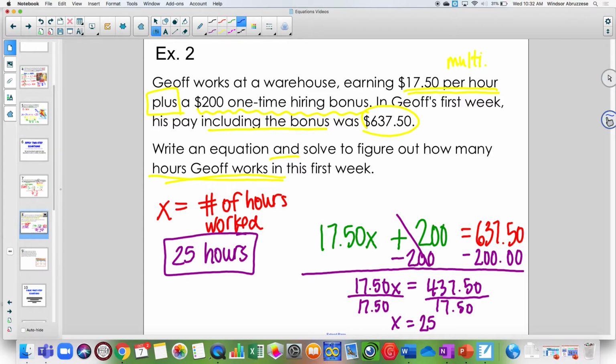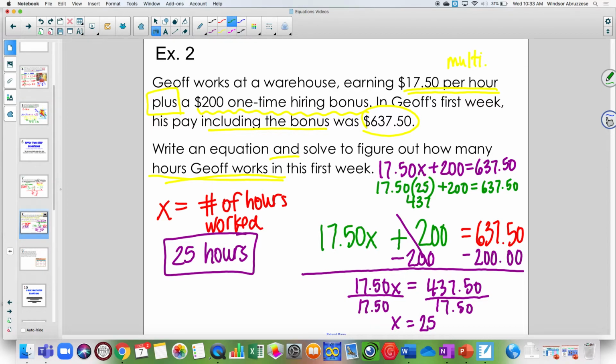Let's check. $17.50 per hour plus that bonus. His paycheck was $637.50. Let's plug our answer into our original equation. $17.50 times 25 plus the $200 bonus. Will that equal $637.50? Well, $17.50 times 25 is $437.50 plus his bonus will indeed give you $637.50. Yay!